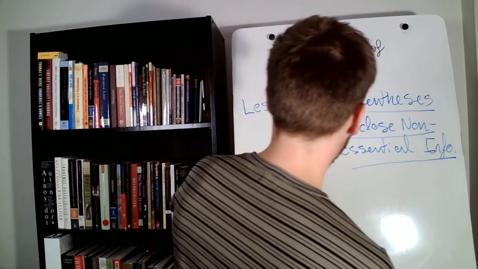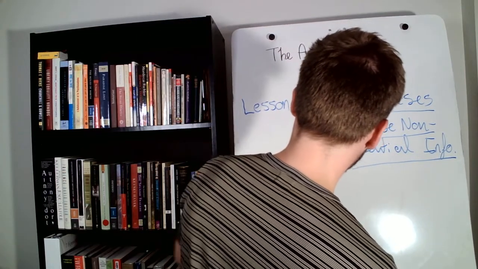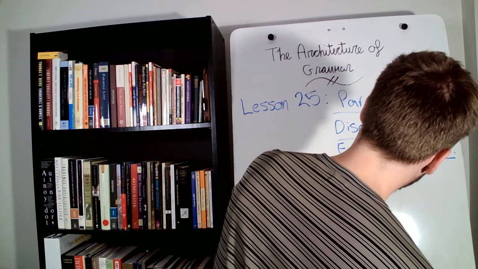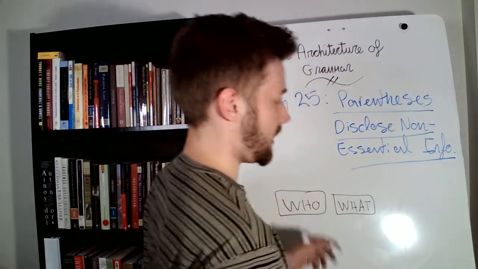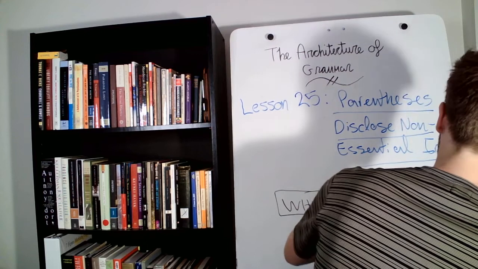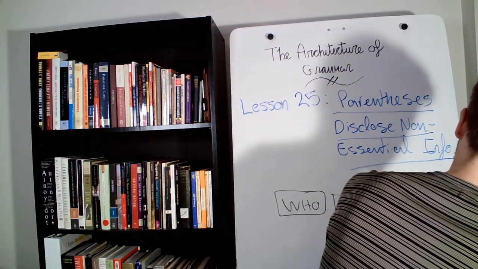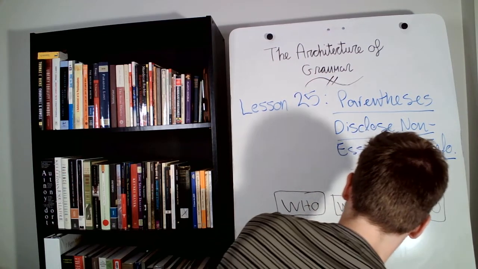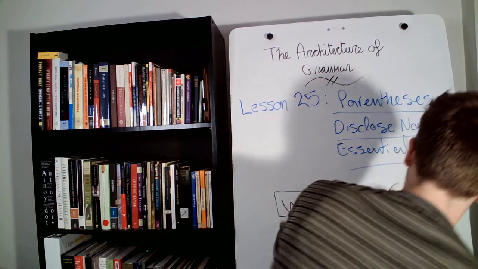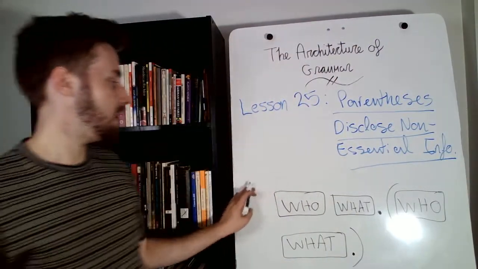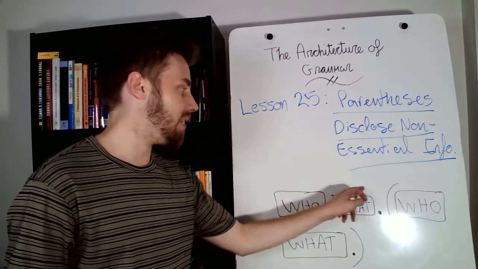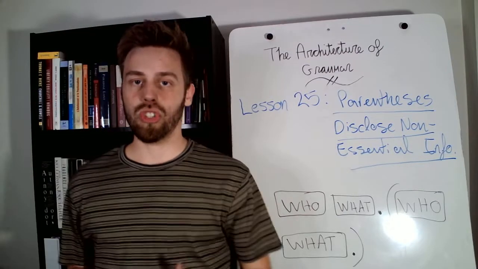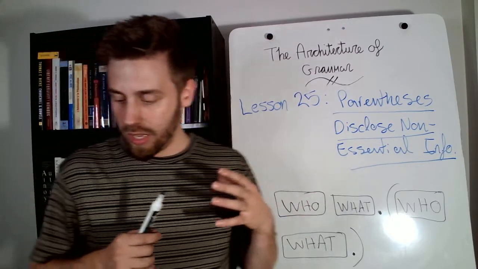So let's use our blocks. Who, what. Again, we could have multiple more, but that's just it. And then who and what. So here we have one sentence, one normal sentence, and then we have a sentence inside parentheses. So what this means is that it's a detail. It's just not as important as the other one.